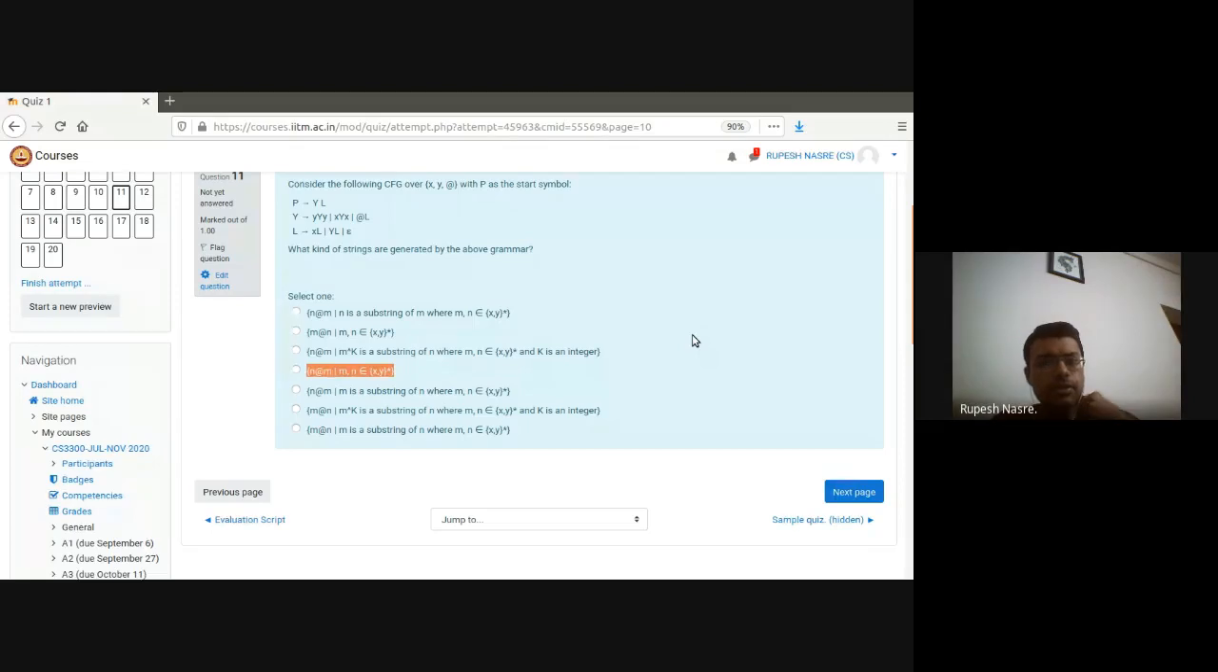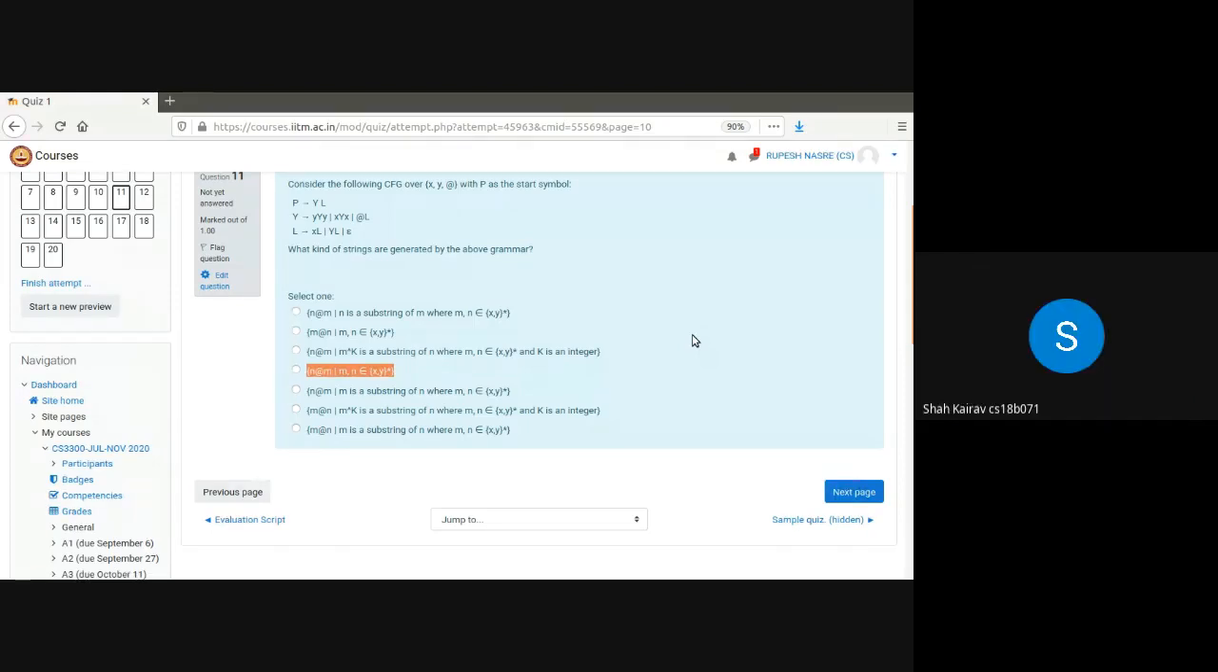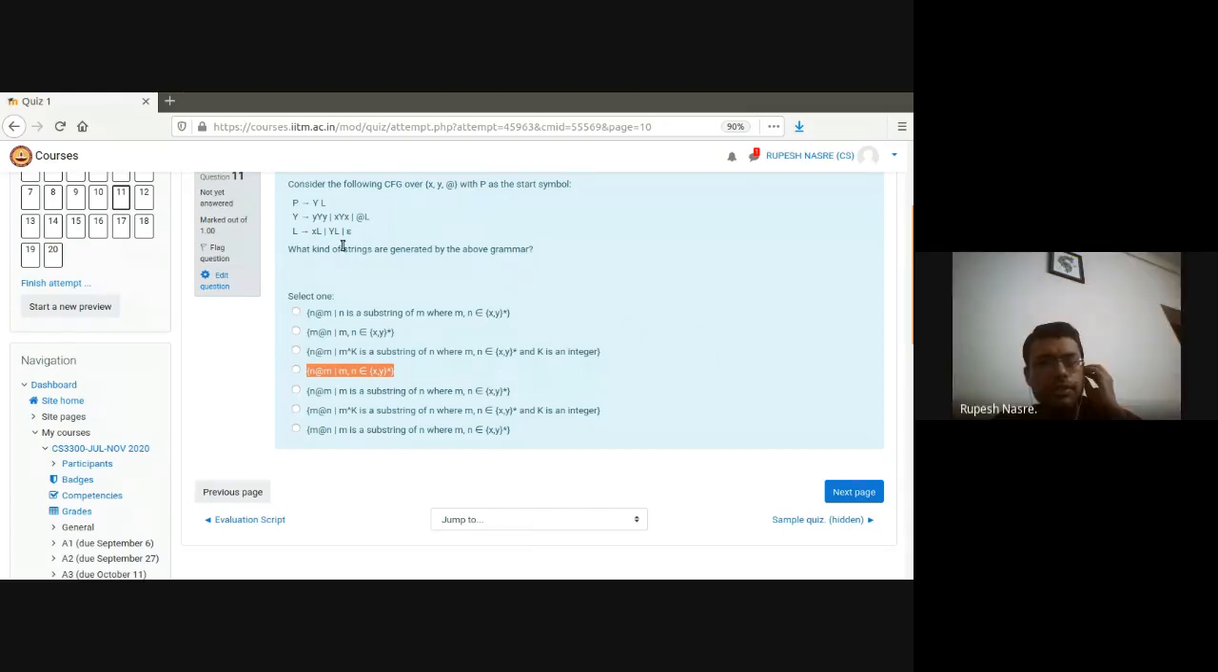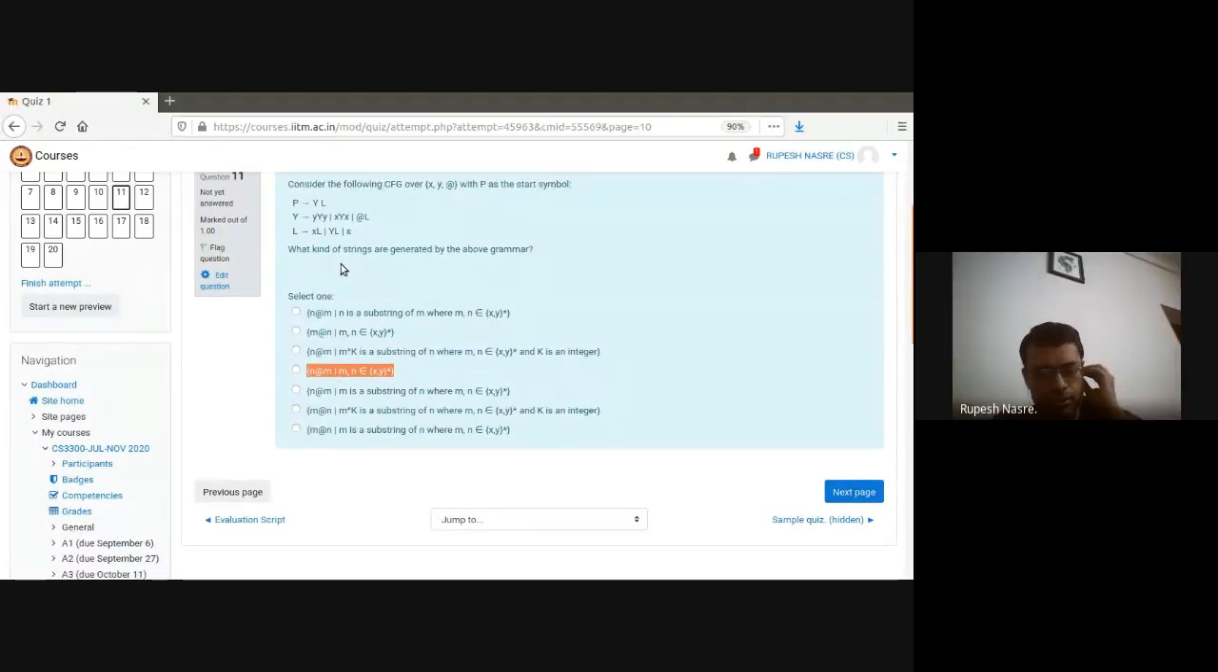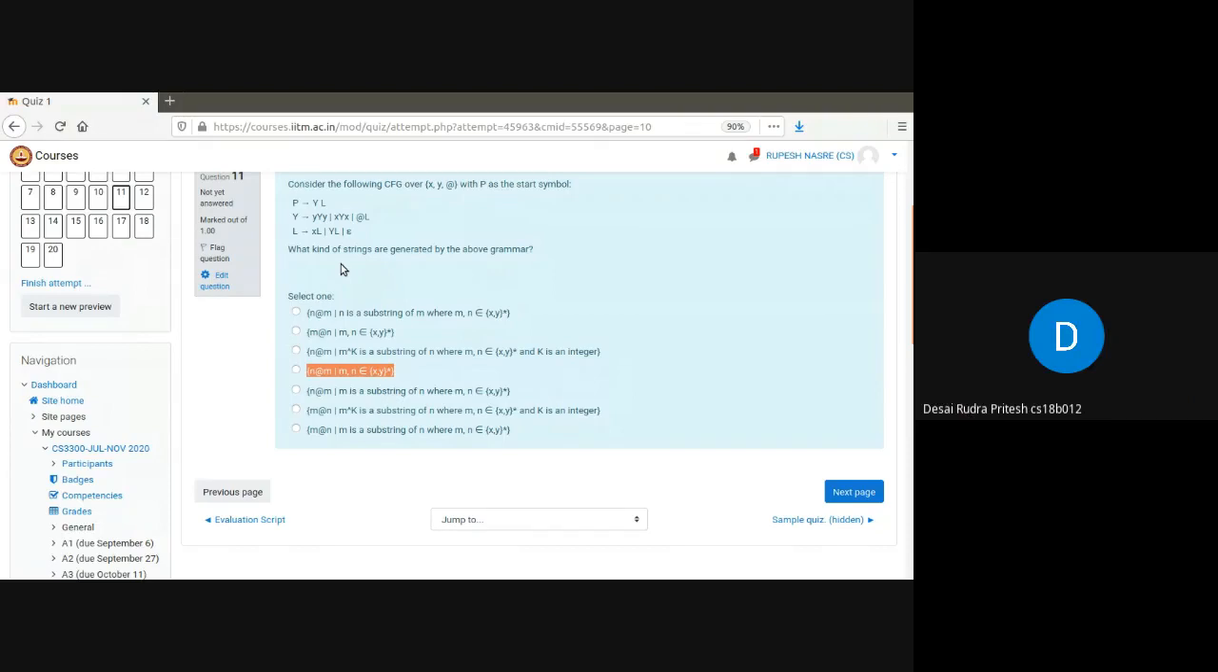Yeah, I'm not able to find any of the options as a possible answer. Oh, none of the answers match, is it? I wasn't able to find any answer. Oh, I see. I guess it should be n reverse instead of n. Sorry, what? Rudra? It should be n reverse instead of n.